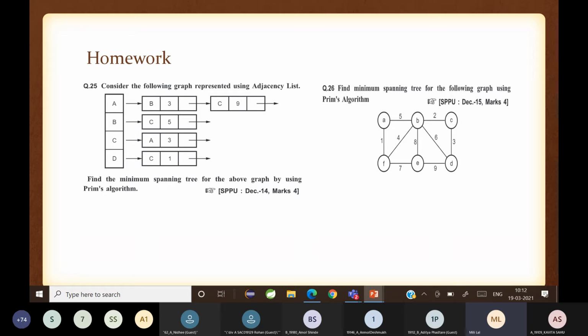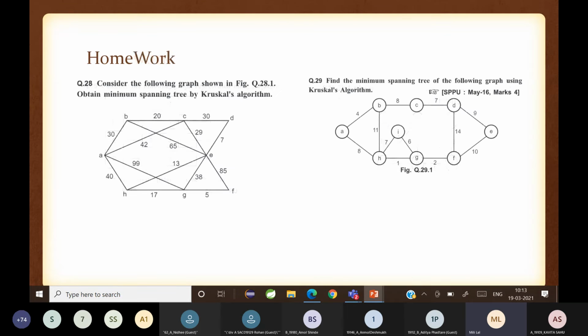So when you draw, A is going to be connected to B and A is connected to C as well. A to B का edge का value 3 होगा और A to C का edge का value 9 होगा. ऐसे होना चाहिए, ठीक है? So that is how you're going to do it. Now find the minimum spanning tree for the following graph. A similar example, so you can all do that.